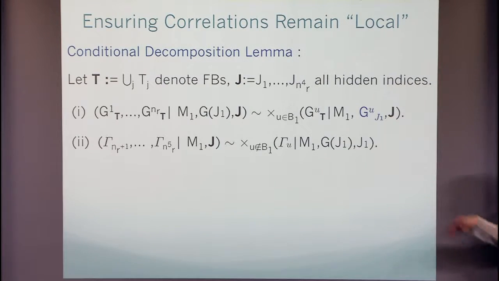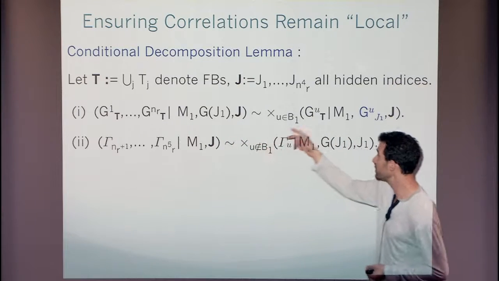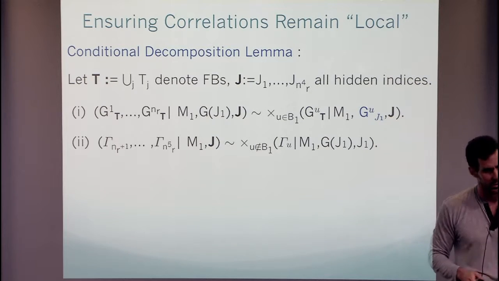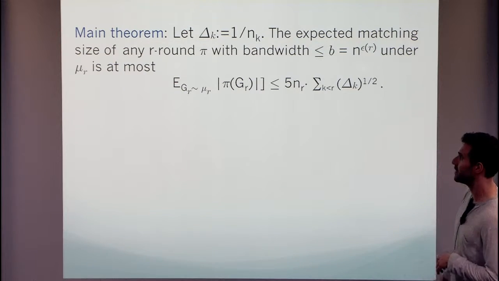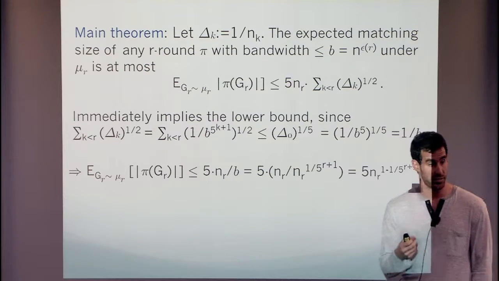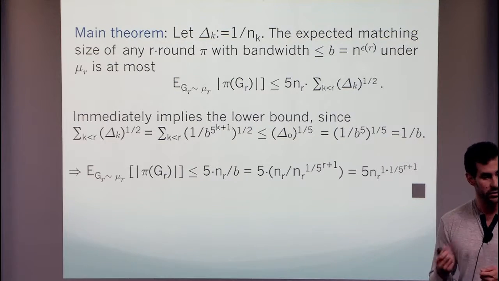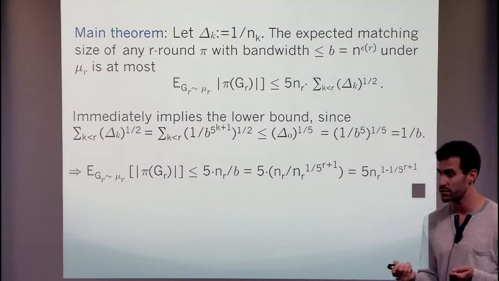The way we formalize this is using a conditional decomposition lemma. Ignore the details, but what we show is that the joint distribution of those fooling graphs decomposes into the product of the marginals, each depending only on the private input of each bidder. This is the main recursive lemma that we prove, and this lemma allows us to perform the direct sum argument that I alluded to, not using only public randomness, but using a combination of both public and private randomness.